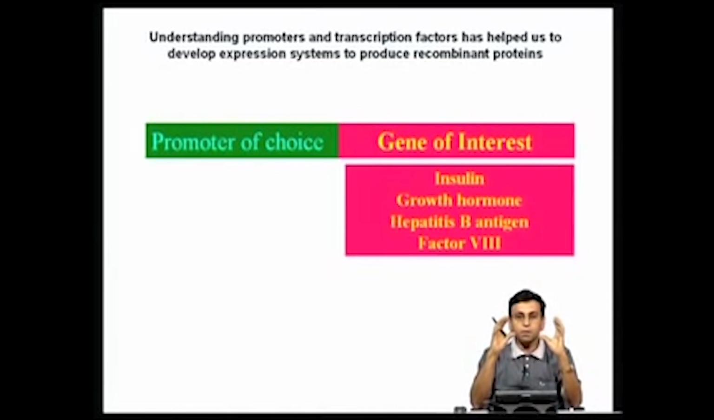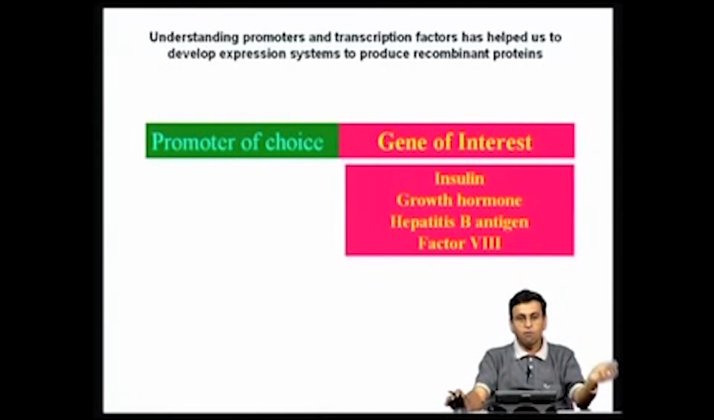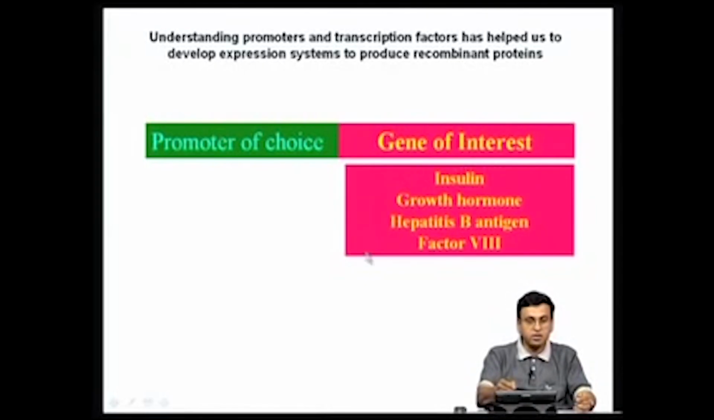Now, this principle itself has led to the production of recombinant proteins in an expression system of your choice. So, understanding promoters and transcription factors has helped us to develop expression systems to produce a number of recombinant proteins. For example, you want to make insulin, you want to make growth hormone, you want to make recombinant hepatitis B vaccine by expressing hepatitis B antigen, or you want to make factor VIII, which is a very important clotting factor. All that you have to do is take the gene coding for these proteins and put it in front of a promoter of your choice.